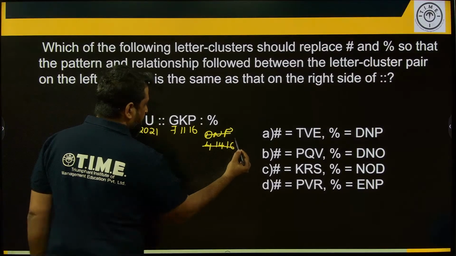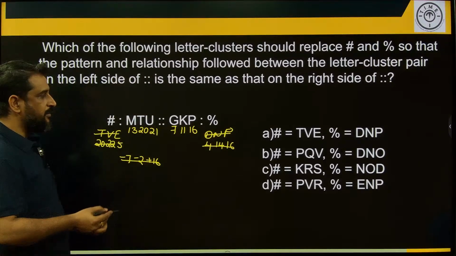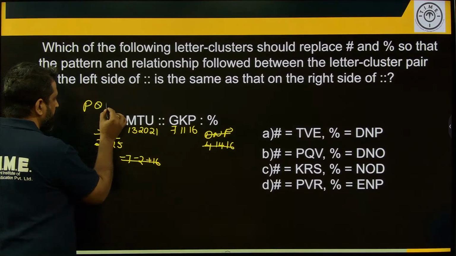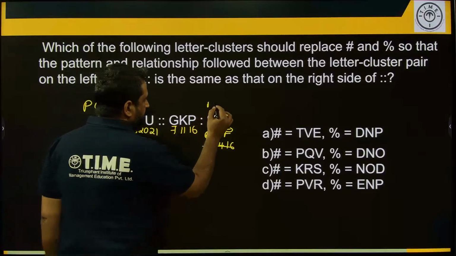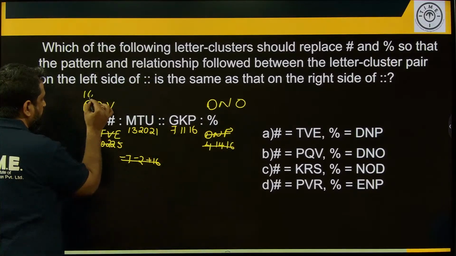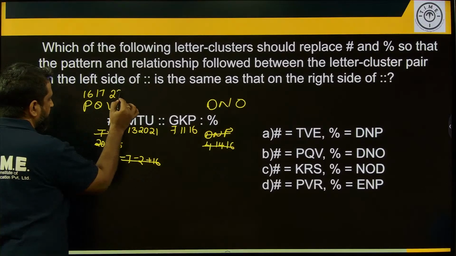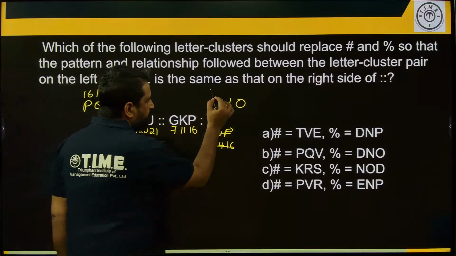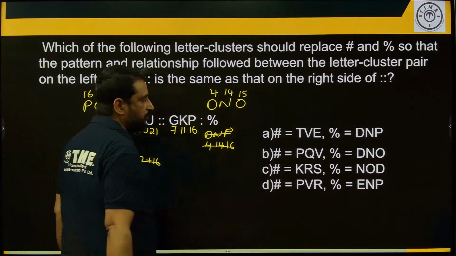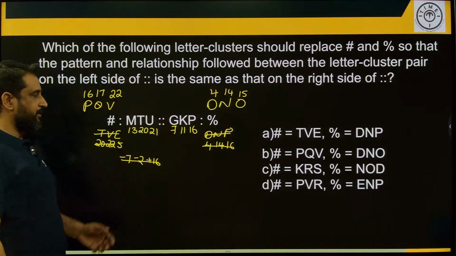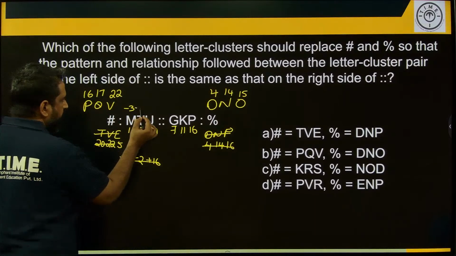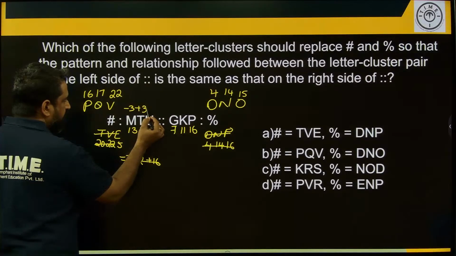Now, let me go ahead with the second option. What is the second option given? PQV and DNO. Let me substitute that. PQV, MTU, DNO. P position value is 16, Q position value is 17, V position value is 22. D position value is 4, N place value is 14, O place value is 15. Now, let us check the logic. 16, 13, yes, I may say minus 3. 17, 20, plus 3. 22, 21, minus 1.